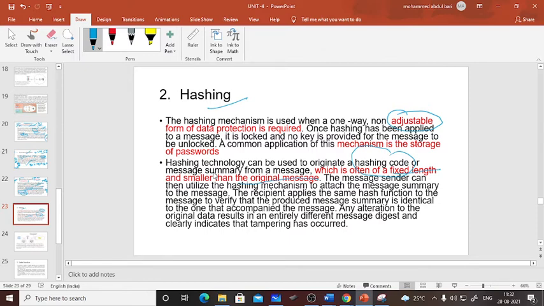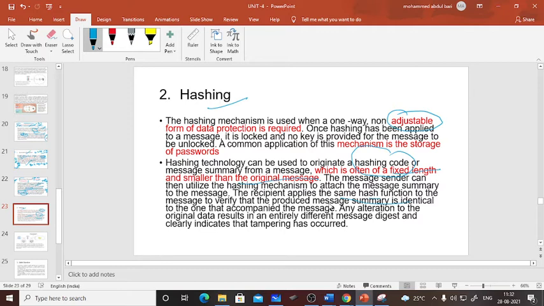With hashing technology, the message sender can utilize the hashing mechanism to attach this message summary to the message. The receiver applies the same hashing function to produce the message summary and verify it. So hashing is something like that. When a hashing mechanism is applied, it is non-reversible, which is very protective, and a mechanism to store data.